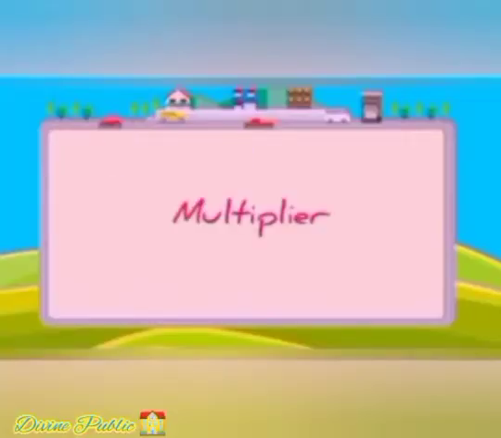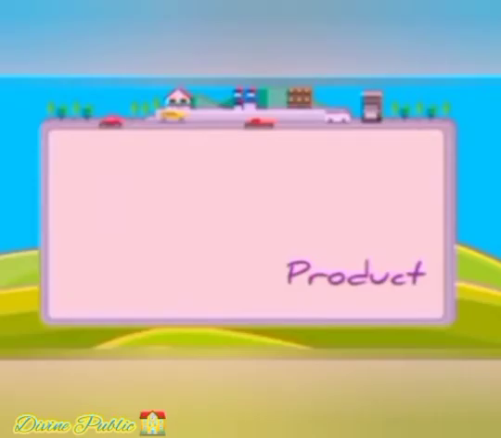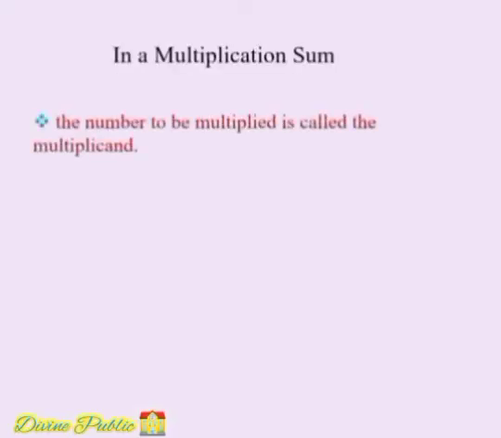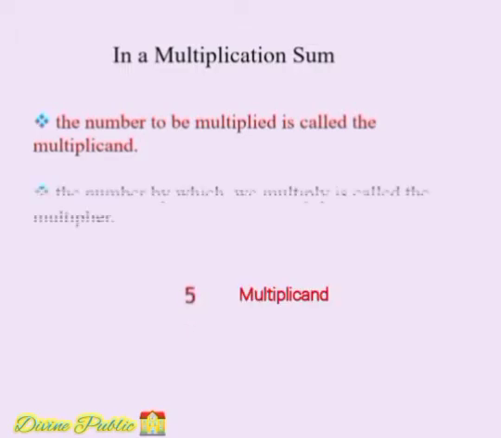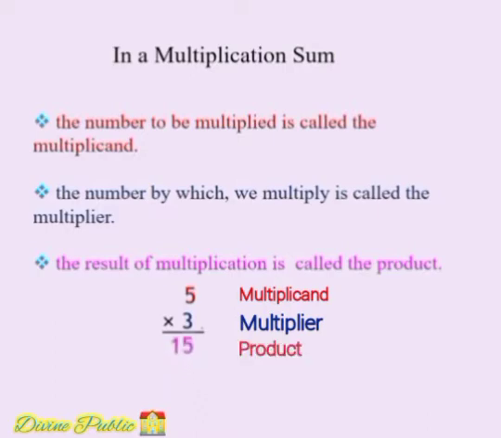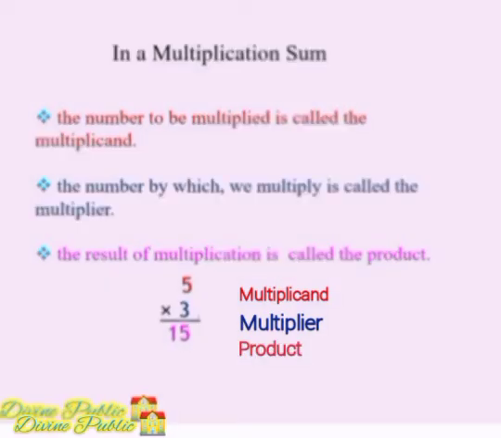Multiplicand, multiplier and product. 5 is multiplicand, 3 is multiplier and 15 is product. The number to be multiplied is called the multiplicand. 5 is the multiplicand. The number by which we multiply is called the multiplier. 3 is the multiplier. And the result of multiplication is called the product. 15 is the product here.